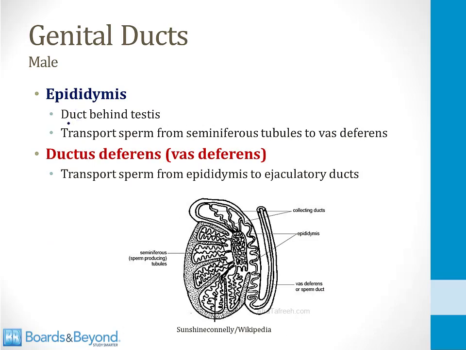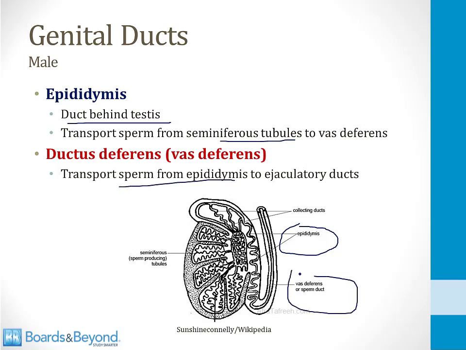So the epididymis is a duct behind the testis. It's shown here in this drawing at the bottom of the screen. It transports sperm from the seminiferous tubules to the vas deferens. The ductus deferens or vas deferens is another duct that transports sperm from the epididymis to the ejaculatory ducts. It's shown here as this larger duct in this drawing at the bottom of the screen.